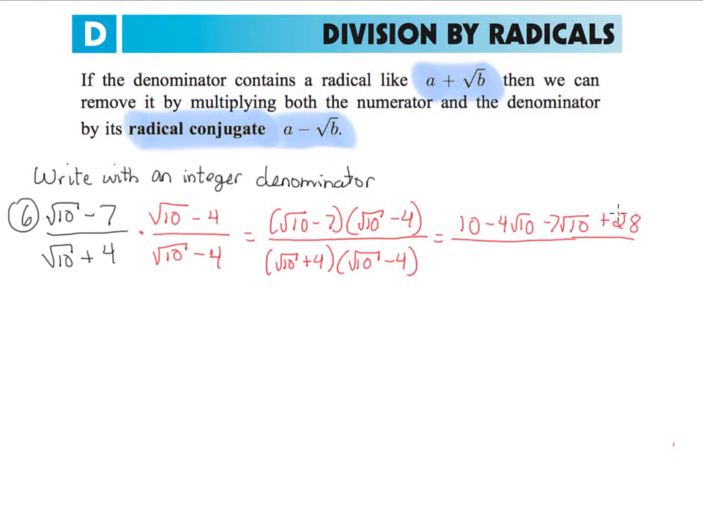Doing the same thing in the denominator, we have difference of squares. So that's the first term in the binomial squared, which will give us 10, minus our second term in the binomial squared, which will be 16. Combining like terms on the top, we got 10 and a plus 28, which will be 38. And then negative 4 the square root of 10 minus 7 the square root of 10 will equal negative 11 the square root of 10, divided by negative 6.